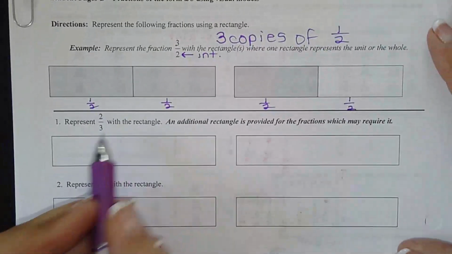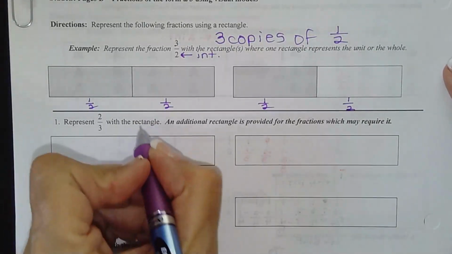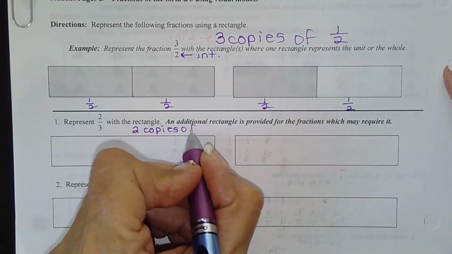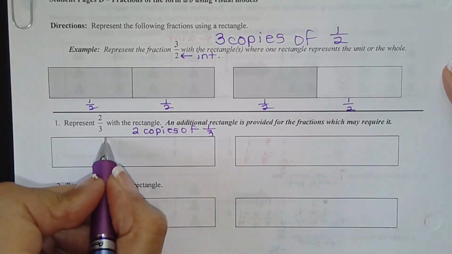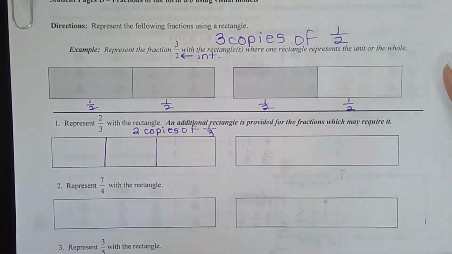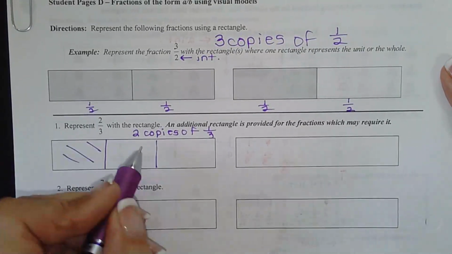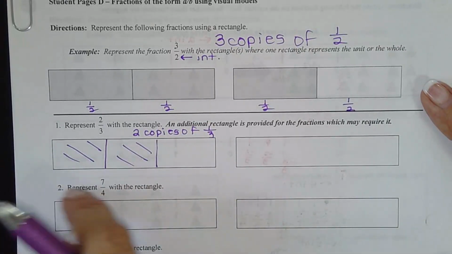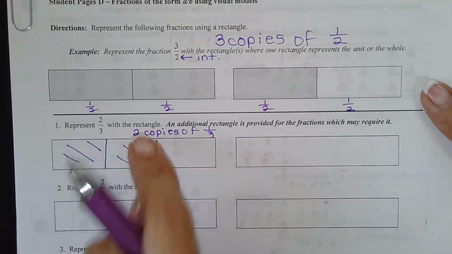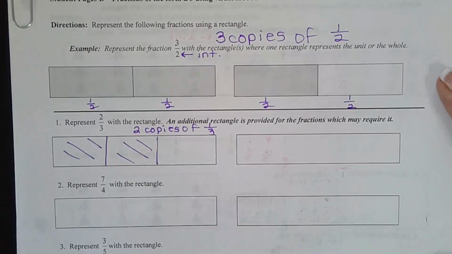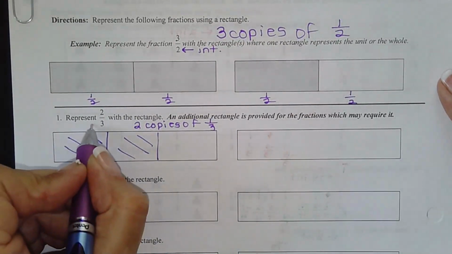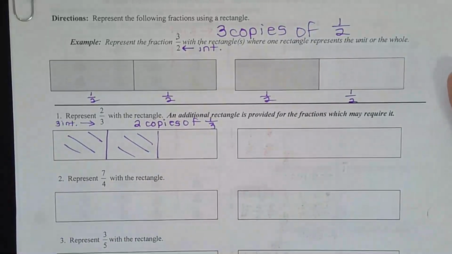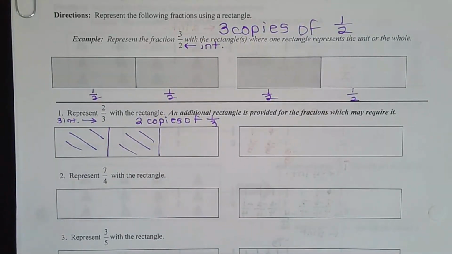So this is 2 copies of 1/3. That means I need to break the rectangle into 3 equal pieces, and I need to shade in 2 copies. So 1/3, 1/3, 1/3, because 3/3 makes a whole, and I need to shade 2 copies. And remember, 3 is the number of intervals. This one we didn't have to use the second rectangle because we could shade our 2 in the first one.